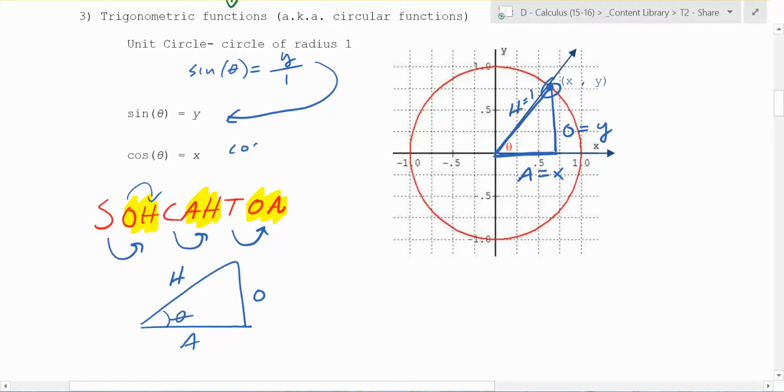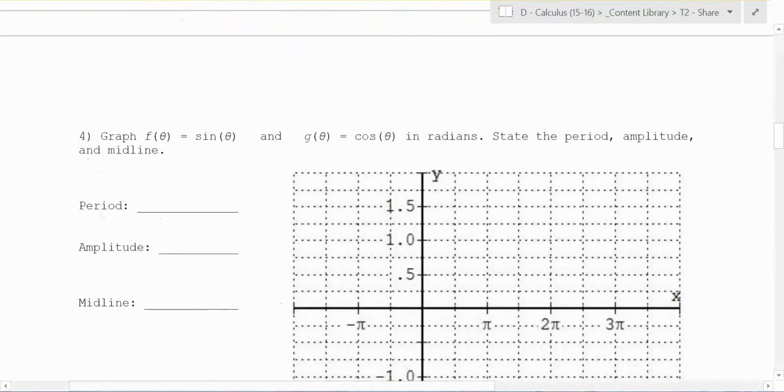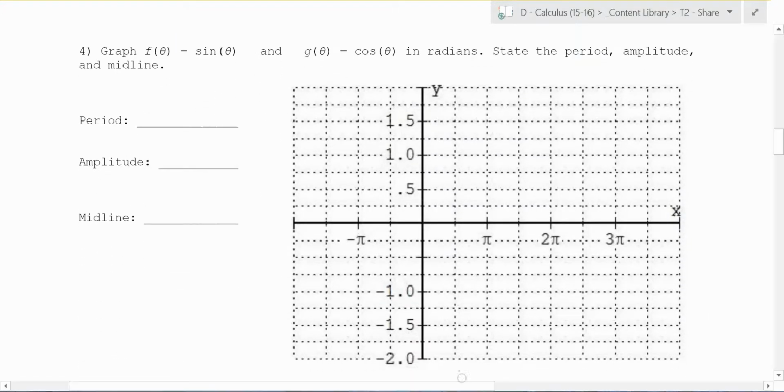Same thing for cosine. Cosine theta is equal to x over 1. So what is that equal to? x. So that's where sine and cosine come from. Okay, so what does it mean you have to be able to do? Well, you're going to need to know what these look like. That's the first thing. It starts at the origin.